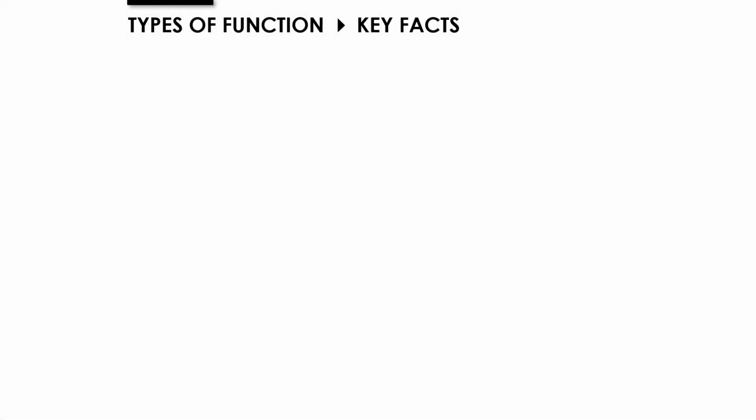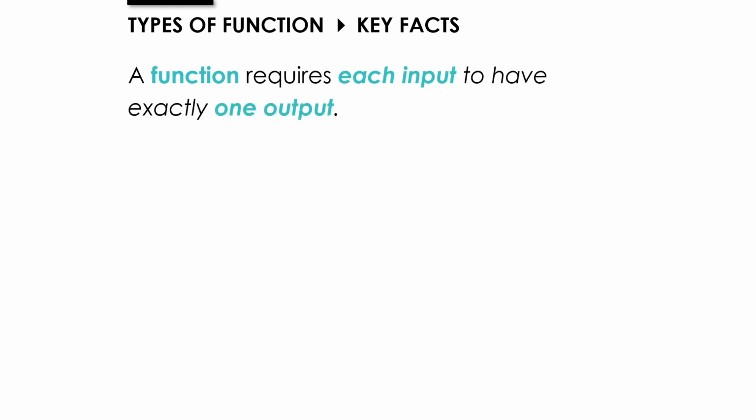Okay, in this video then we're going to look at some different types of functions. Before we start though, let's recap on our definition of a function. So a function requires each input to have exactly one output. Now that may seem obvious, but let's just have a look at that on a mapping diagram.